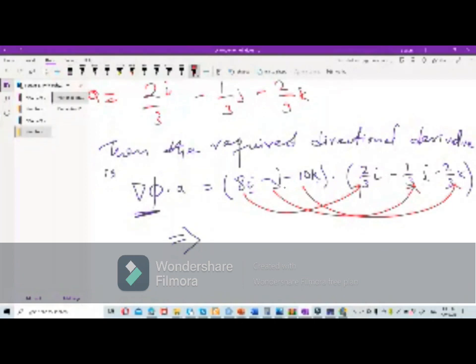The first one will be 8 times 2, which is 16 over 3, plus negative times negative, positive, which will be 1 over 3. Then negative times negative, positive, will be 20 over 3. And you add everything together, you have 37 over 3. So that is what they ask you to solve. Any question?